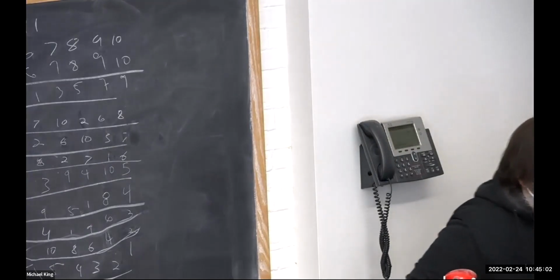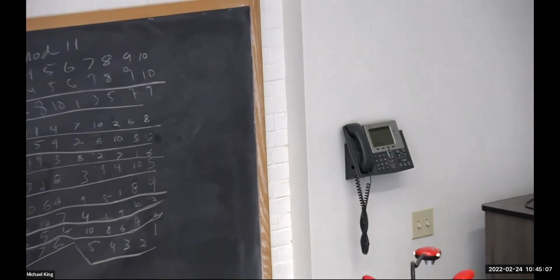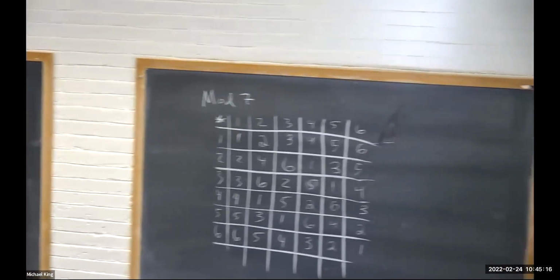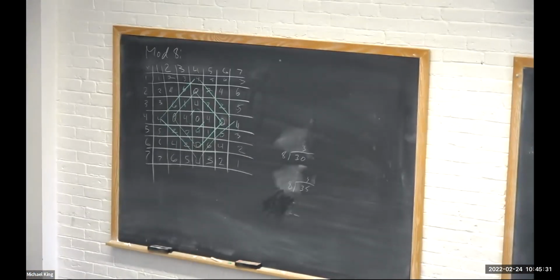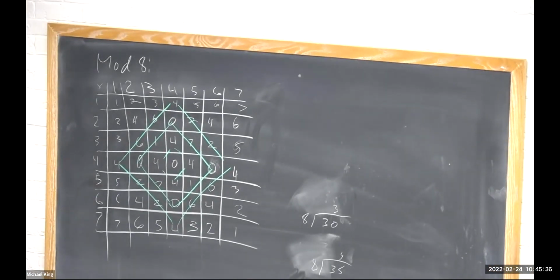Okay, what about the other one? Mod 7, I guess, is the other one that would be true for. That's the other prime that we did. Oh, that's also true that every number appears once, and it's like a Sudoku kind of. Every number appears exactly once in every row and column. But then when you go to like 8 or 9 or 10, what happens now?